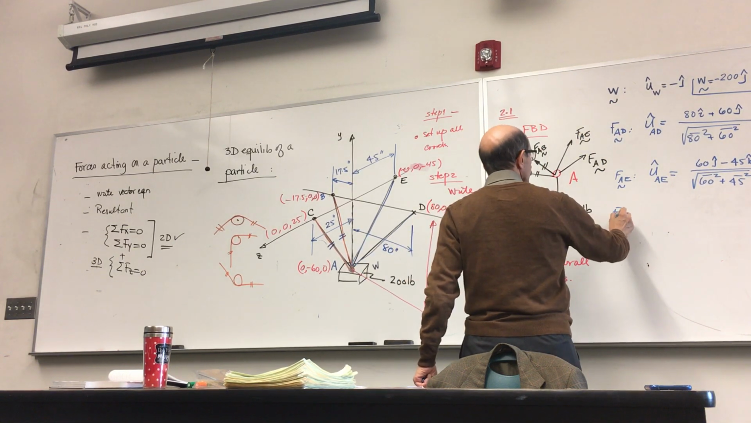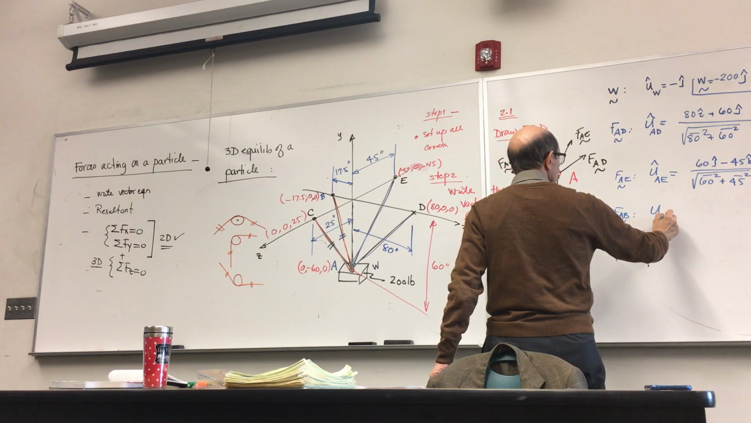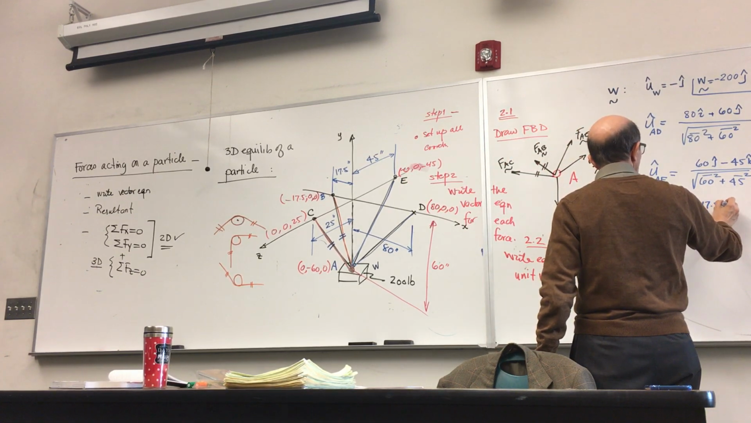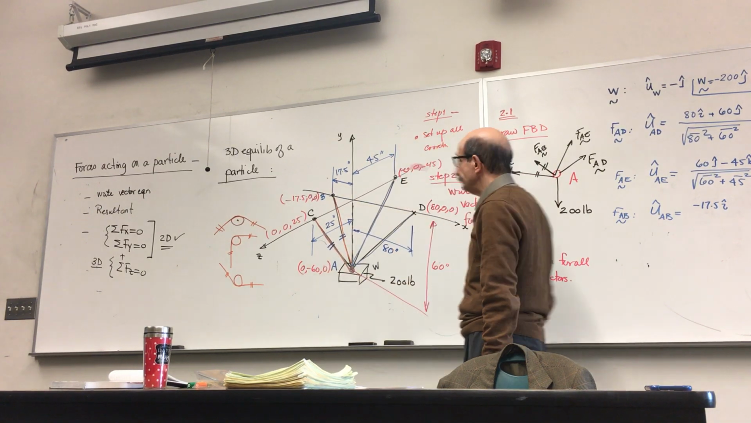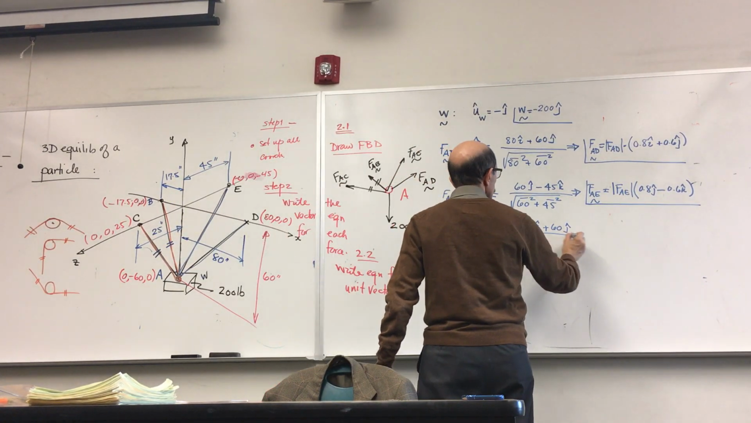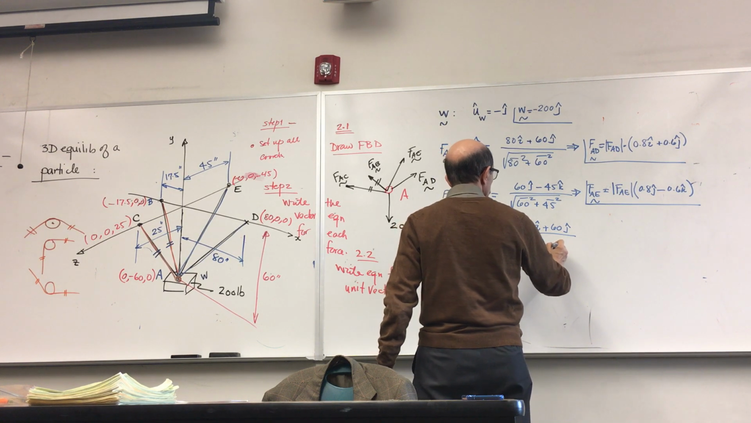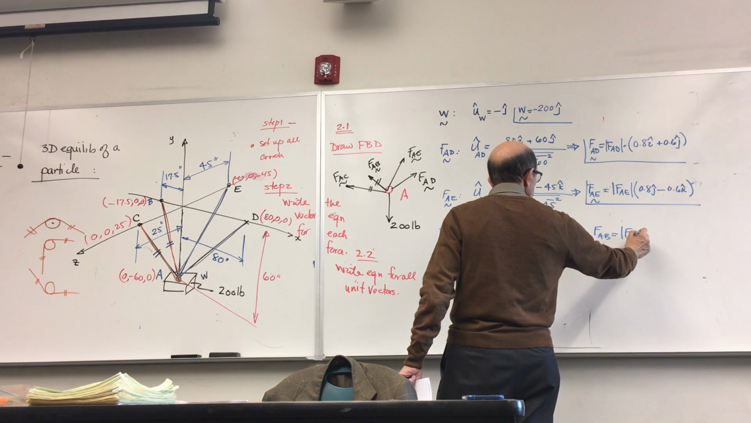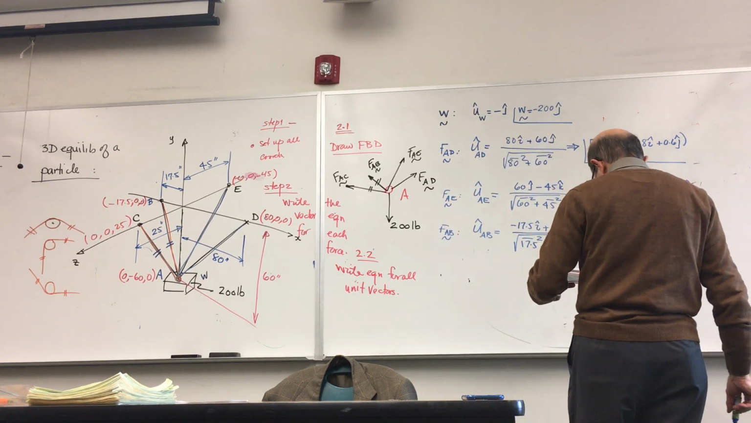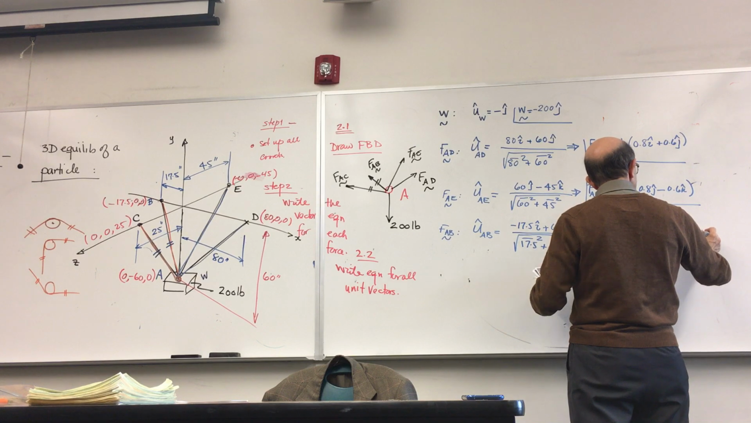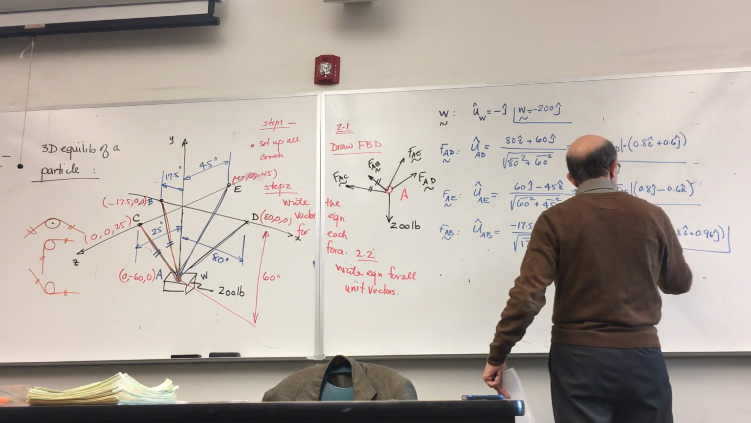Next one, AB, F of AB. So you need the unit vector of AB, which is B minus A. Negative 17.5 minus 0, I. 0 minus negative 60, so plus 60J, and 0 minus 0K. So the square root of 17.5 squared plus 60 squared will give you F of AB. Okay, that would be F of AB times negative 0.28I plus 0.96J. Okay.